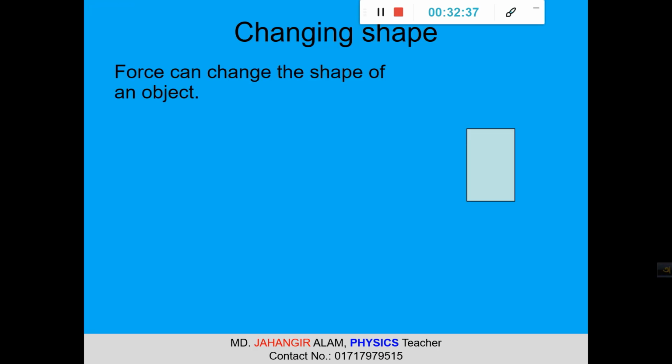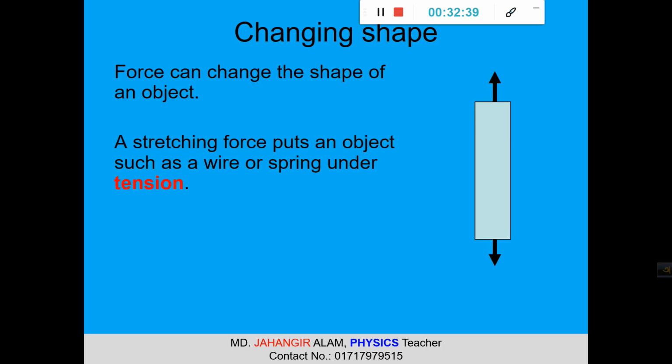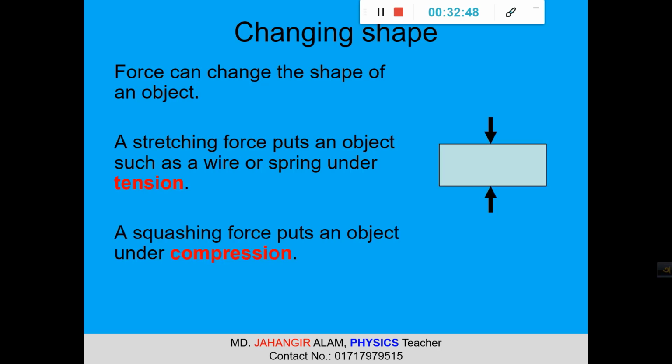Changing shape. A force can change the shape of an object. A stretching force puts an object such as a wire or spring under tension. A squashing force puts an object under compression. So what is tension? A stretching force puts an object such as a wire or spring under tension, and a squashing force puts an object under compression.